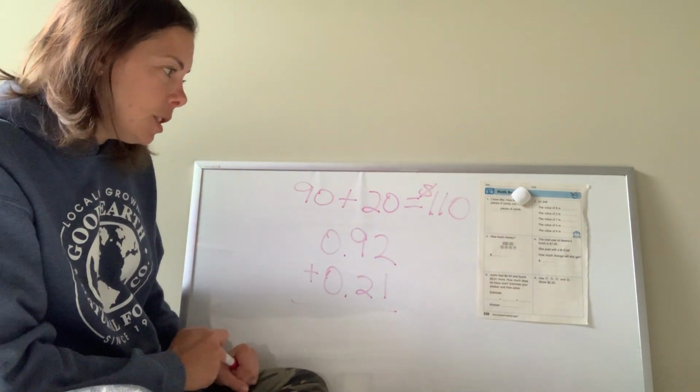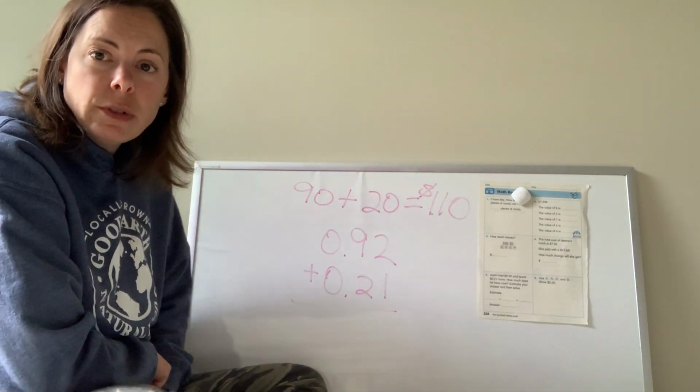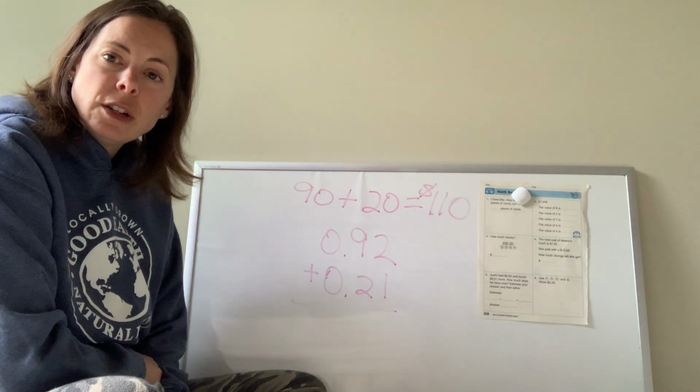And then number 6, use pennies, nickels, dimes, and quarters. So they do want you to use all of those coins to make $2.20.